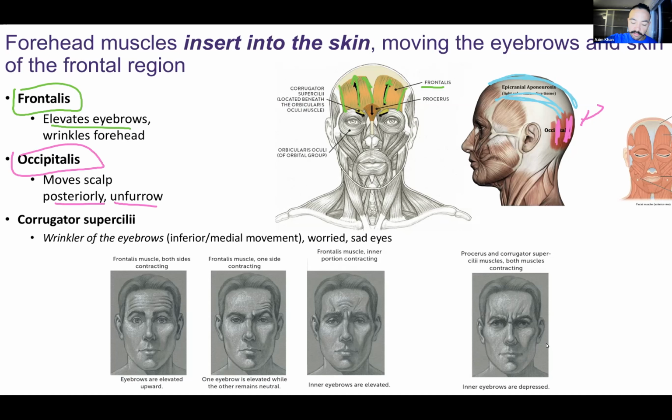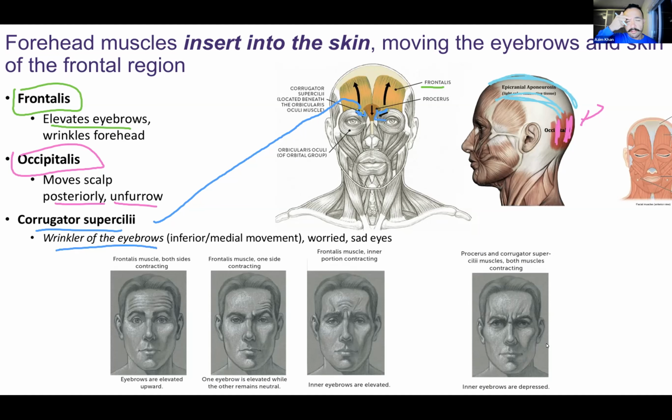There are two muscles, one on either side, over here, where your eyebrows are. And when they contract, they lower your eyebrows, so they depress your eyebrows and also make them move medially. They give you a worried look. They wrinkle your eyebrows. Gives you worried, sad eyes.